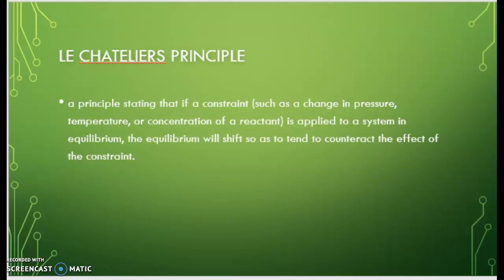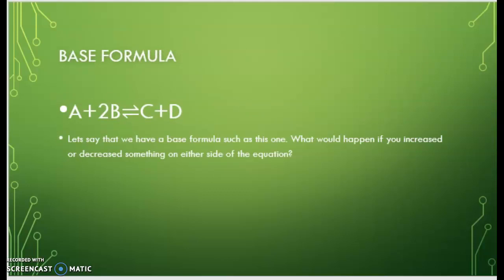Next is Le Chatelier's principle. This principle states that if a constraint is applied to a system in equilibrium, the equilibrium will shift so it can tend to counteract the effect of the constraint. Some things to consider would be pressure, temperature, and concentration of a reactant, all differing during a reaction to change the equilibrium. It'll either shift to the left or to the right. Now, let's consider this base formula for our next examples.